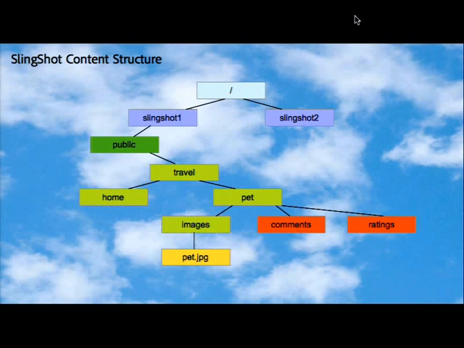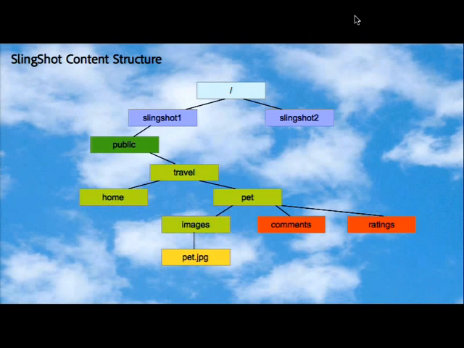And in Sling, you actually structure your data in the same way as you build your URLs. So basically, you build a tree of resources. For the Slingshot example, you have a node for each user. So Slingshot 1 has its own user node. Underneath is a public node. Then the category travel, and underneath that one, the different items with images, comments, and whatever is there.